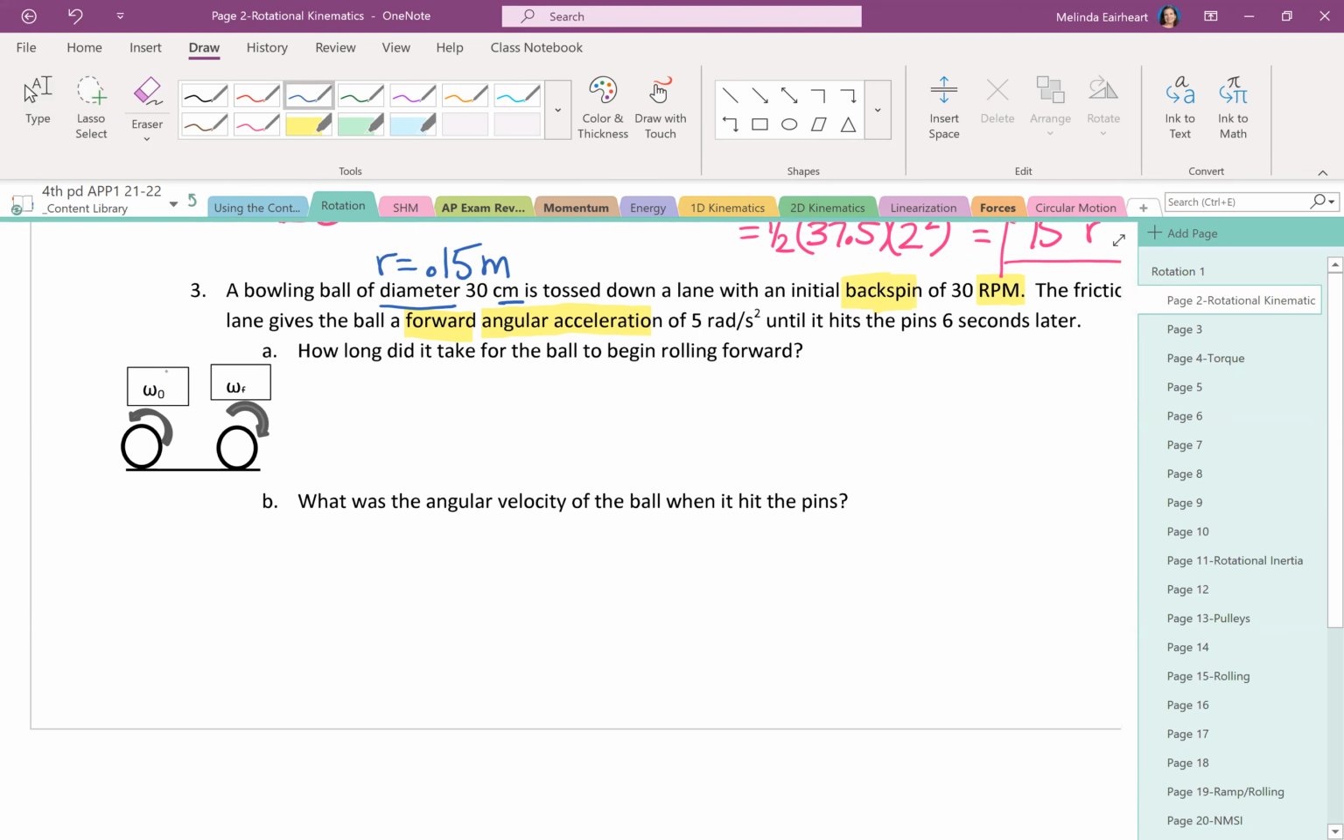Look at your directions there. So the directions: it starts out with the backspin. Notice that's the counterclockwise direction. And then it ends going in the forward, clockwise direction. Do they specify which rotational direction is positive or negative? They don't. But do you think it's important that we distinguish direction differently?